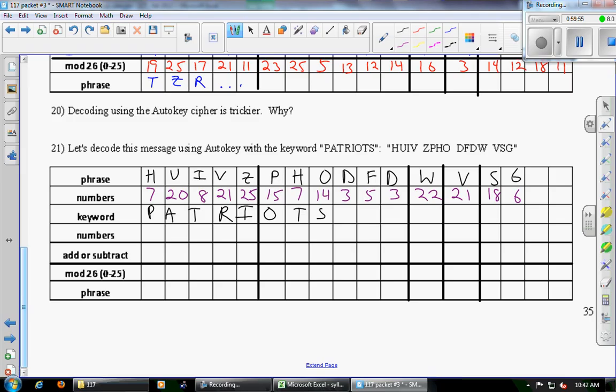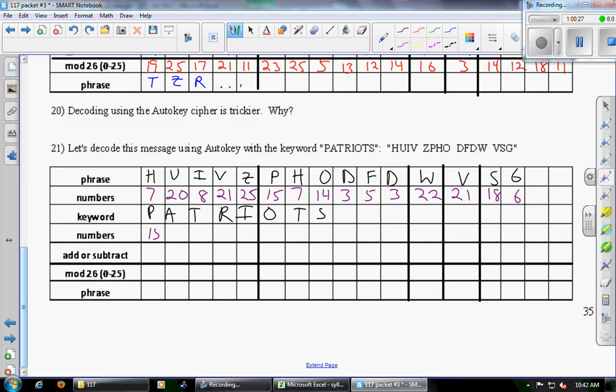So here's the difficulty. What's supposed to go after Patriots is the message, but it's supposed to be decoded first. You don't copy the ciphertext letters; you're supposed to copy what the message really is. Like up above, we copied the message after the keyword appeared once. The difficulty here is that we don't know what the start of this thing decodes to. It's not supposed to be H or the number representing H. It's supposed to be the real message.